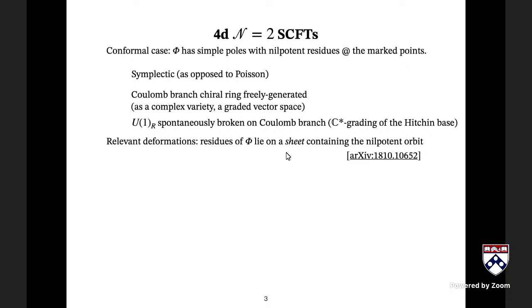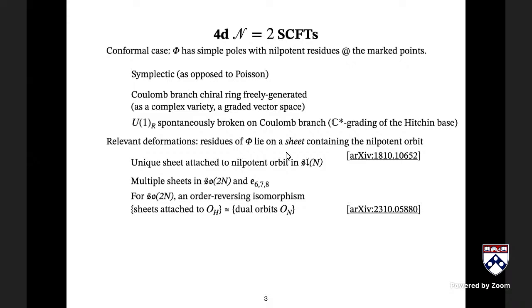If you take the union of all equidimensional adjoint orbits in the Lie algebra, the irreducible components of that union are called sheets. And in SLN, there's a unique sheet attached to each nilpotent orbit. So there's a unique set of mass-deformed theories that you get as relevant deformations of this superconformal theory. But in other Lie algebras, in particular the type D and type E Lie algebras, there can be multiple sheets attached to a given nilpotent orbit.